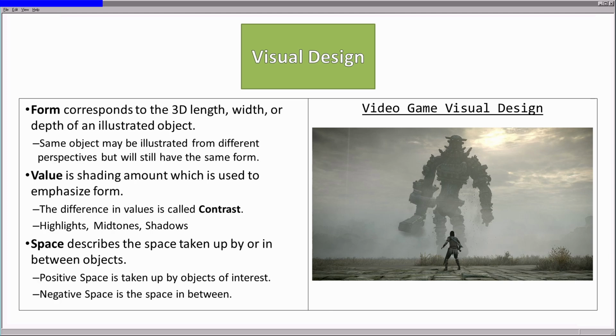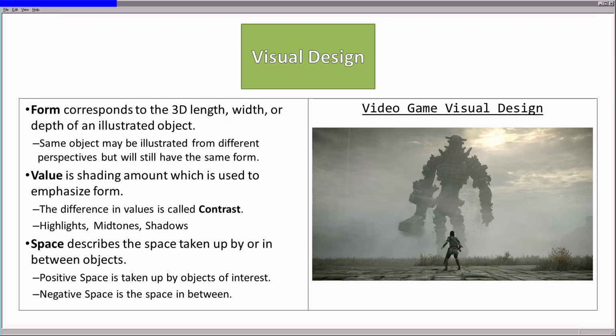Form corresponds to the 3D length, width, and depth of an illustrated object. The same object may be illustrated for different perspectives, but will always have the same form. One-point or hallway perspectives are one way that we may implement form. Value is shading amounts which are used to emphasize the form. The difference in value is called contrast. Concepts of highlights, midtones, and shadows are related to values.